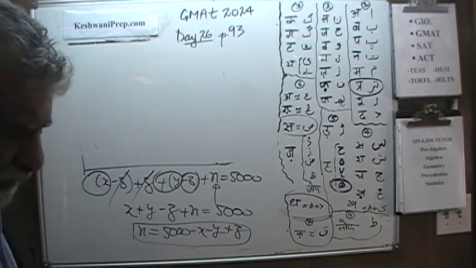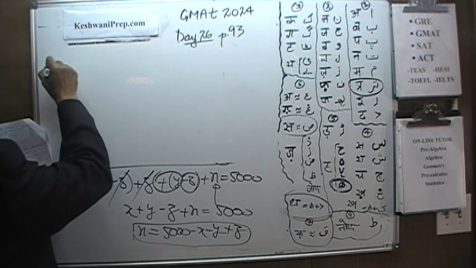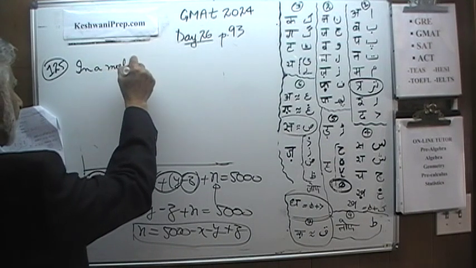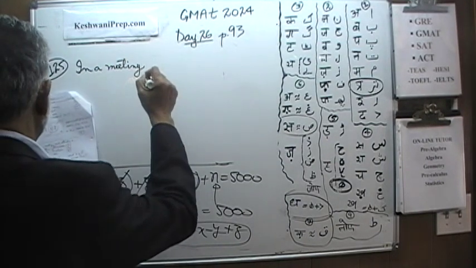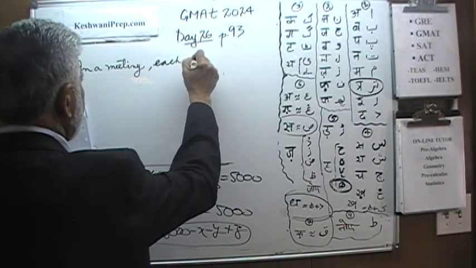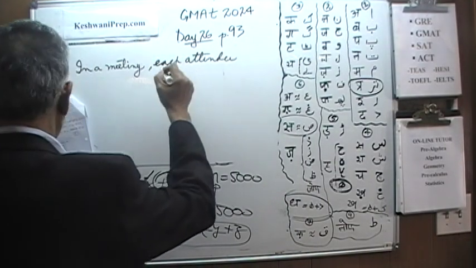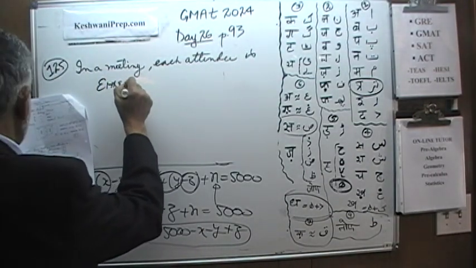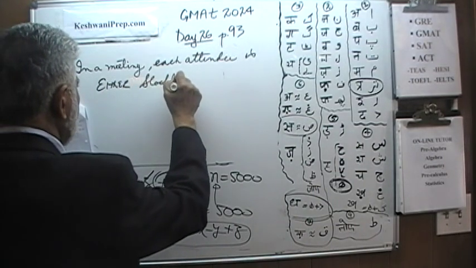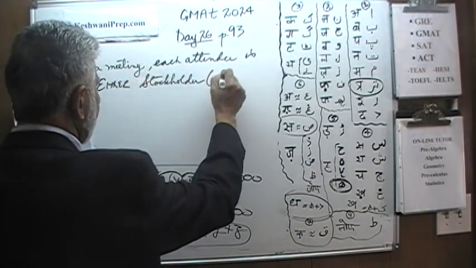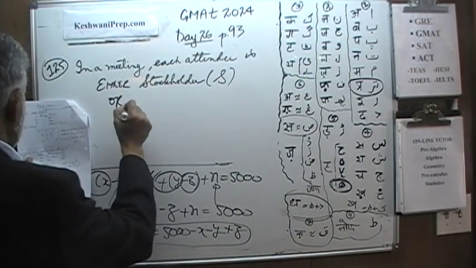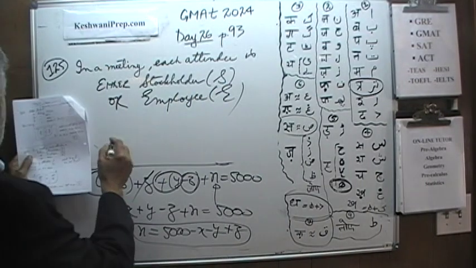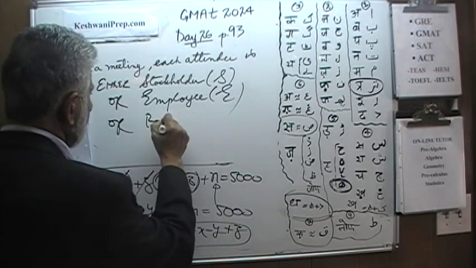125. In 125, we are told that we have a meeting, and we are told that in a meeting, each attendee is either a stockholder, let's call him S, or an employee, let's call him E, or both.